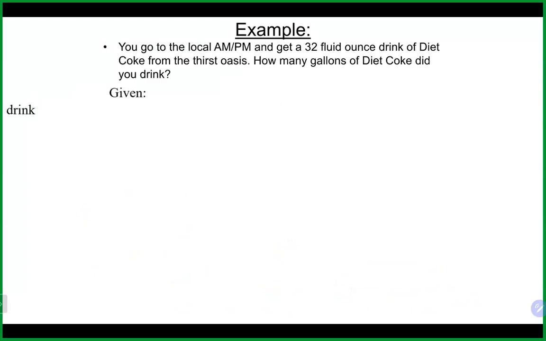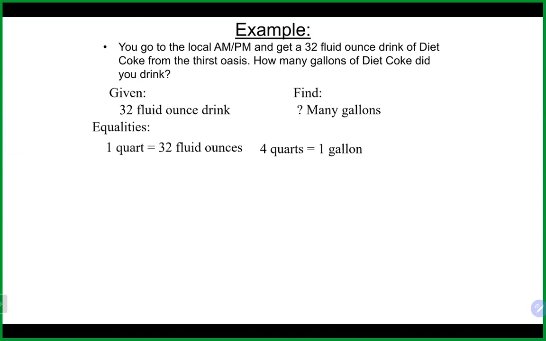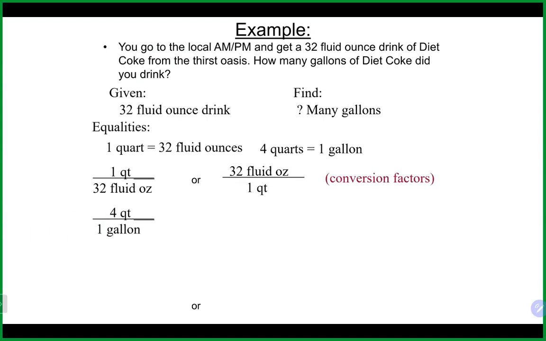All right, why don't you try one here? You head over to the local AM PM Thirst Oasis. You grab yourself 32 fluid ounces of Diet Coke. How many gallons did you drink? All right, there are some equalities and the respective conversion factors that you might be able to use. So set this up using dimensional analysis, showing the conversion factors and the units. Find the answer to the right number of significant figures. So see what you come up with here.